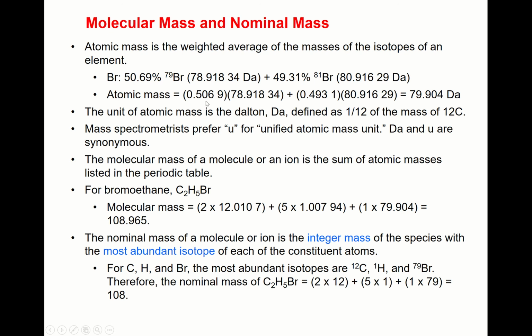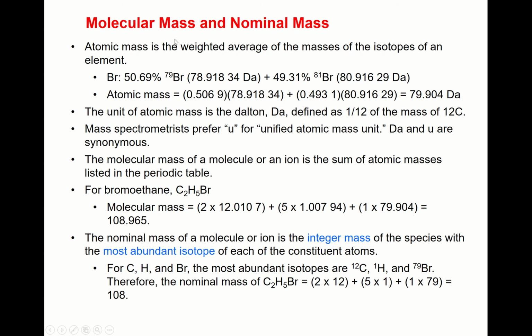So when we say atomic mass, we usually mean the average atomic weight. Using the abundance percentages, 0.5069 multiplied by this atomic mass, plus the abundance 0.4931 times this mass number, gives 79.904 Dalton. This is the atomic mass of bromine.